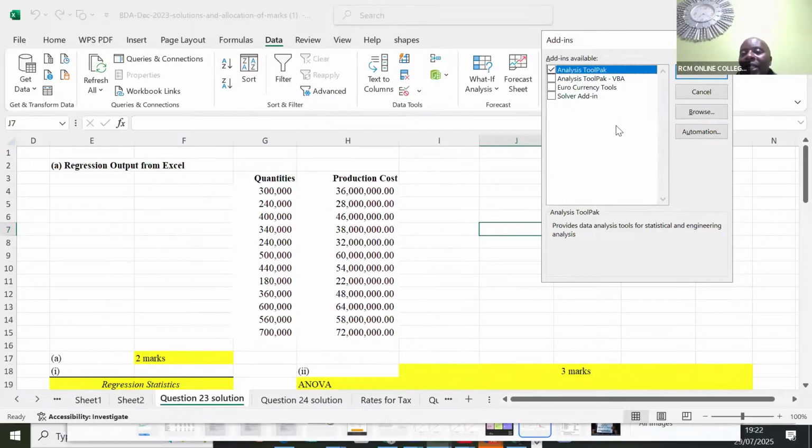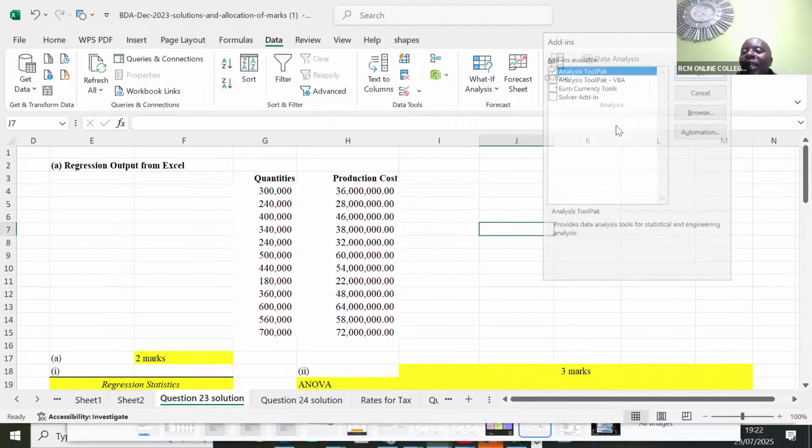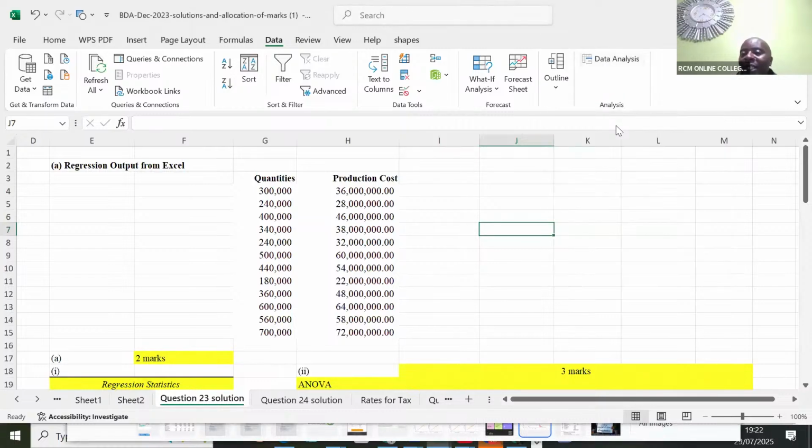Ensure that you are ticking the Analysis ToolPak, and then you say okay. Once you say okay, you'll be able to see the Data Analysis ToolPak coming. Those ninjas who never had the Data Analysis ToolPak, are you able to see it live now?